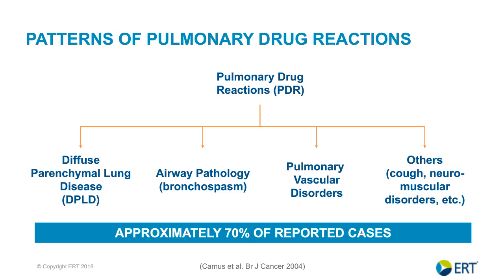And then finally, there is a more inhomogeneous group of drugs that can have a variety of pulmonary symptoms or side effects. Cough, for example, is frequently associated with ACE inhibitors for hypertension, but there also may be side effects that affect the neuromuscular drive of breathing and stuff like that. About 70% of reported cases, which does not mean that this is really reflecting the true situation of tolerability in the lung, but about 70% of reported cases refer to interstitial lung disease or parenchymal lung disease.